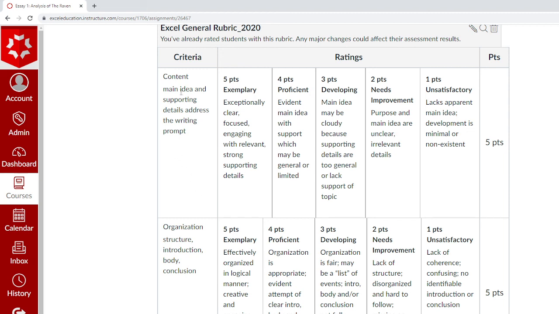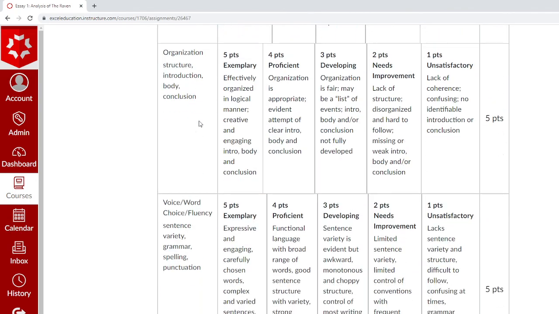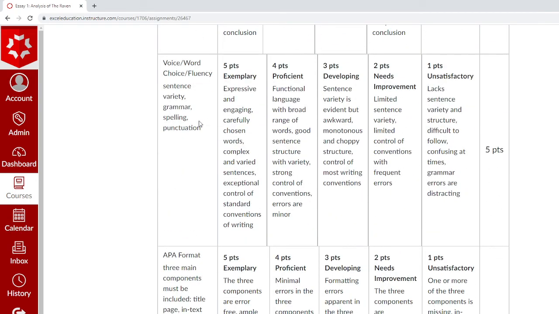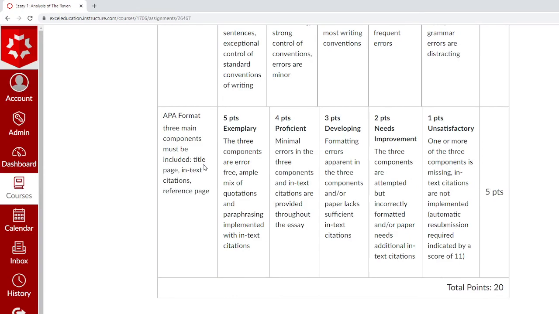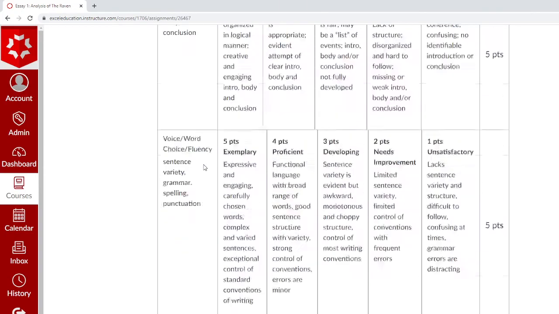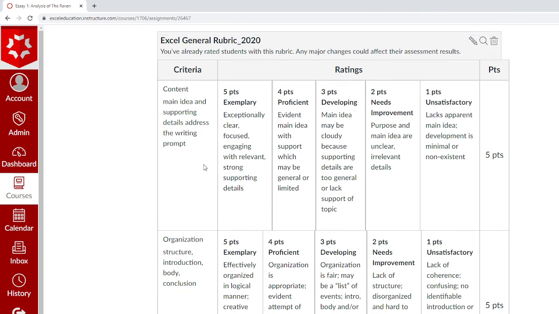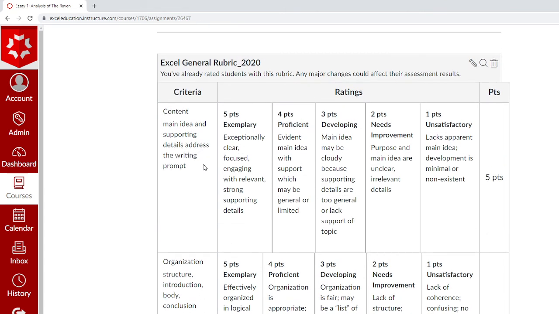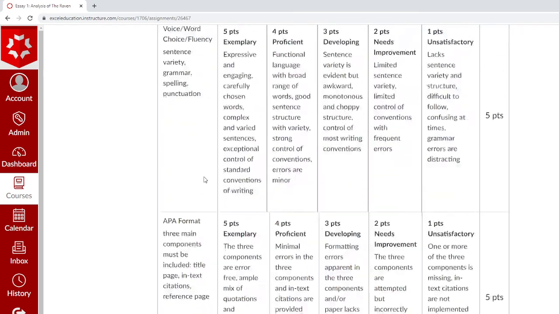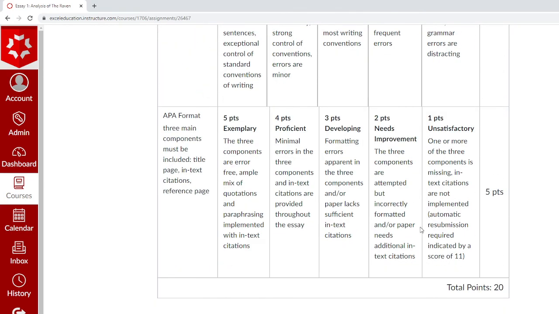So just to review, we want to make sure that your content, organization, voice, word choice, and fluency, and APA format are all paid attention to before you submit your essay. Your instructor is going to give you feedback, and then you can always shoot for a higher score in your second attempt. But what you don't want to do is just to completely neglect one area, especially with this APA format with the title page, in-text citations, and reference page, and automatically earn that 11 out of 20 and miss the mark that first time.